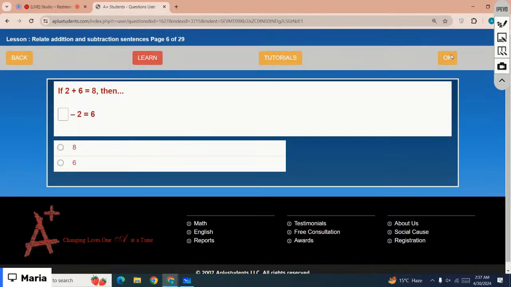If 2 plus 6 equals 8, then what number minus missing number equals 6, which is the correct option? Yes, that is 8 minus 2 is 6. The correct option is 8.